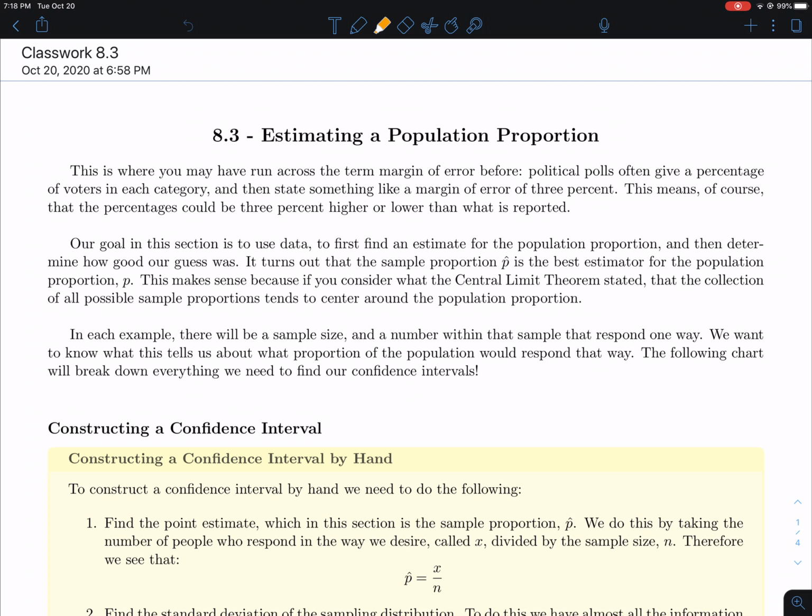With a proportion, unlike a mean, we won't have a ton of data where we have to add everything up, find the average, find the standard deviation. It's actually a lot easier. With a population proportion, it's almost like the binomial distribution, where it's either a yes or a no type of situation.